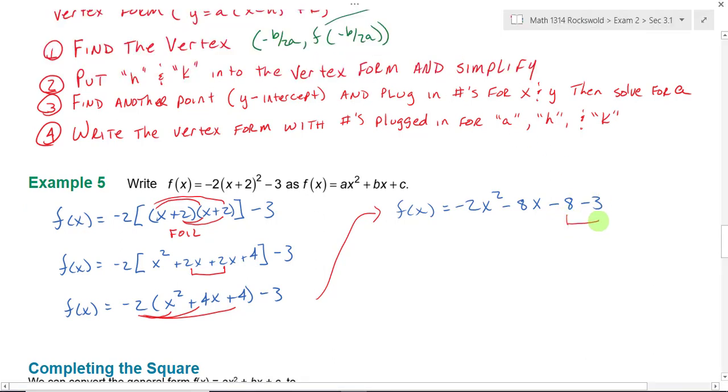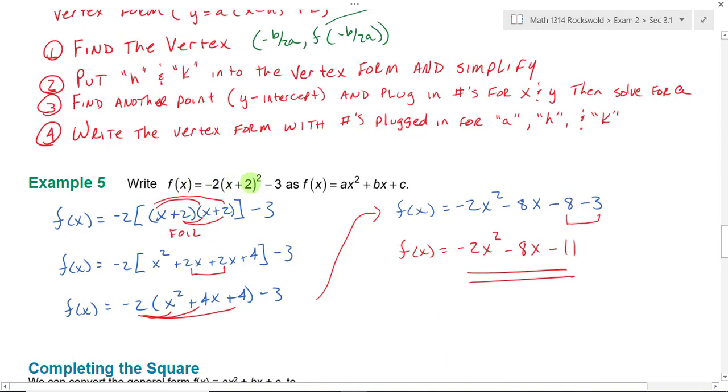Once again, I have like terms that I can combine, and I end up with my final answer, f of x equals negative 2x squared minus 8x minus 11. And that would be our final answer. So if I give you the vertex form, you can write the general form, and if I give you the general form, you can write the vertex form. They each have their strengths.